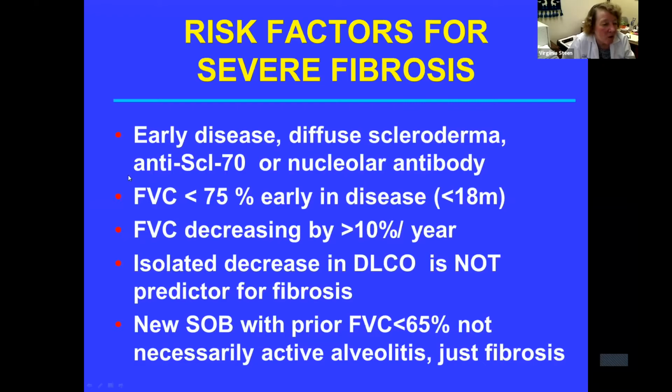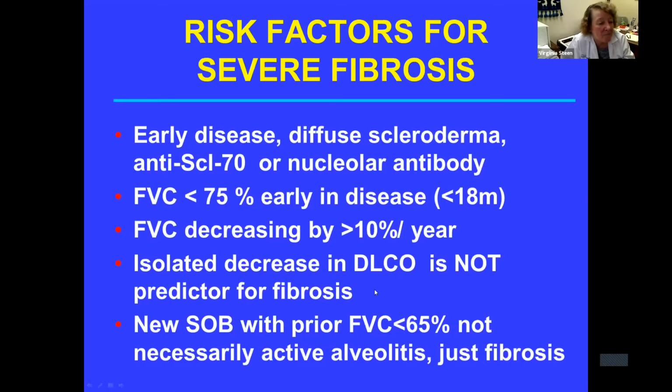And as I said, all scleroderma patients need PFTs. So if you see a decreased forced vital capacity early in the disease, or if you're monitoring these and it decreases by an equivalent of greater than 10% per year, that's indicative that these patients are going to have severe disease. Unlike in idiopathic pulmonary fibrosis, the diffusing capacity is probably not a good predictor for severe fibrosis, particularly because we see it in pulmonary vascular disease.